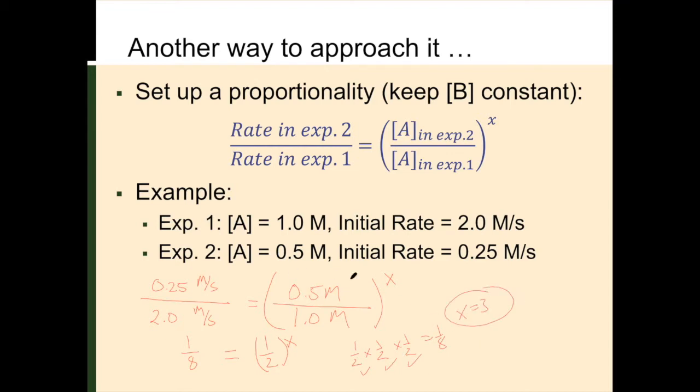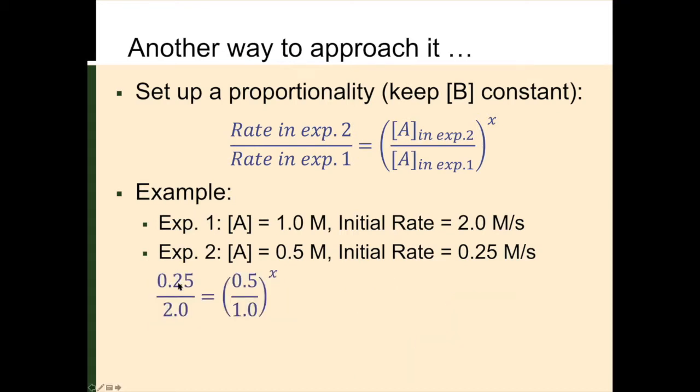So using the numbers from the experimental data, we can apply this equation, plug them in, make the substitutions, and just solve for that exponent. Same thing: 0.25 over 2.0, take the two rates, 0.5 over 1, take the two concentrations, raise to the power of x. So you rearrange and simplify: 0.125 equals 0.5 raised to the power of x.